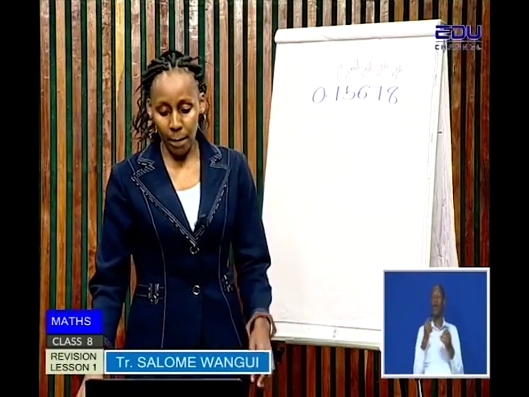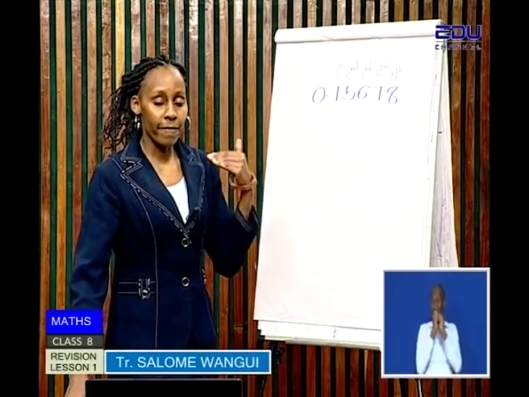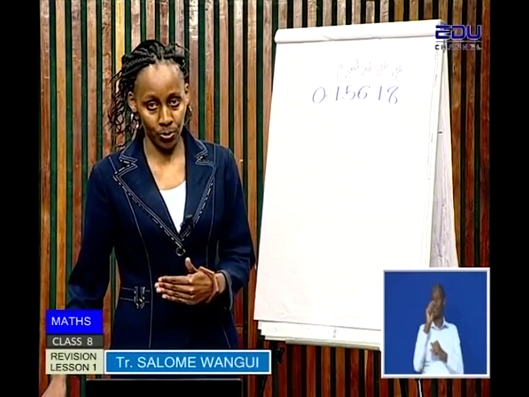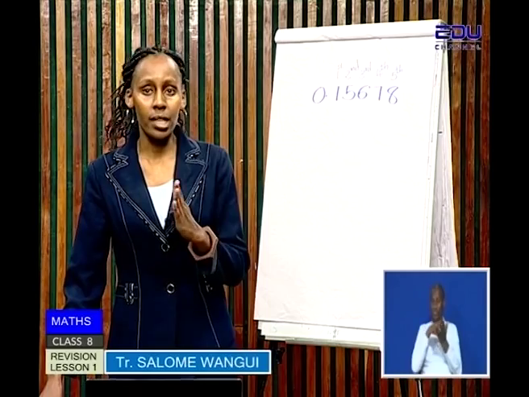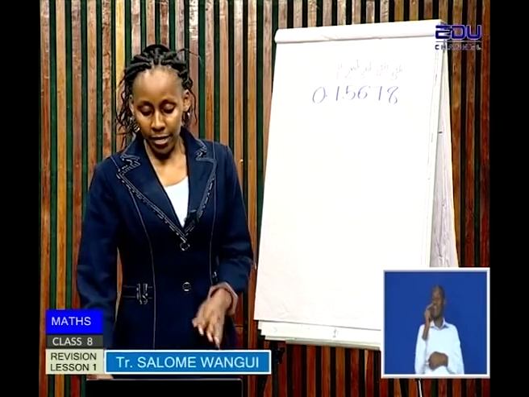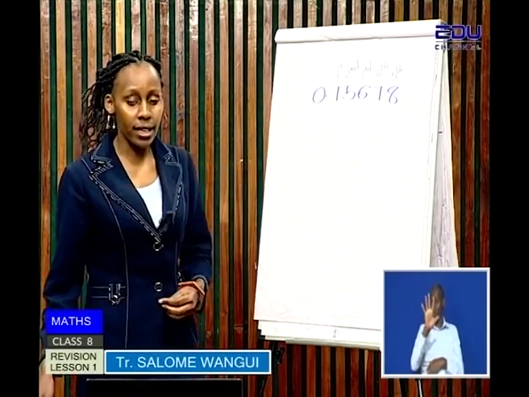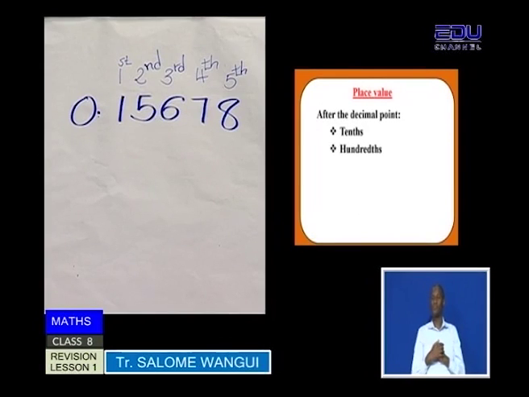Now, when naming this number, we start with tenths. The first number, we call it a tenth. That is its place value. Place value of a number is the position where a digit is in a number. The second number, which in our example here is 5, stands in the place value of hundredths. Then, the third number, in our example 6, stands in the place of thousandths.